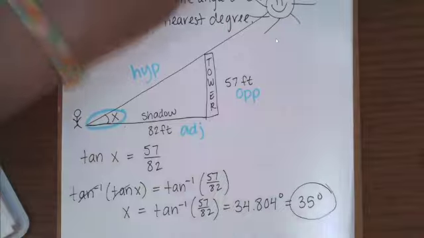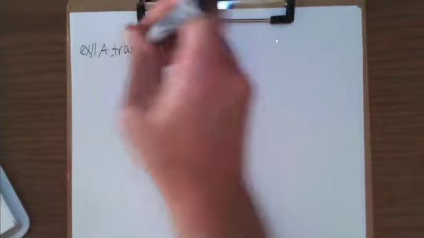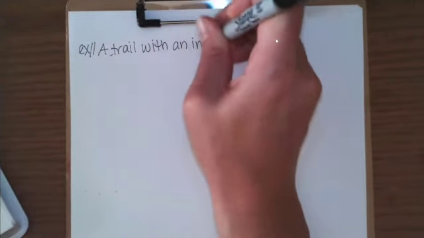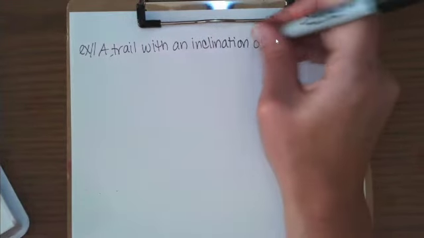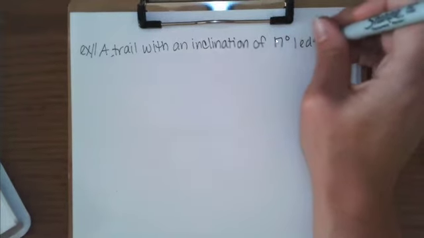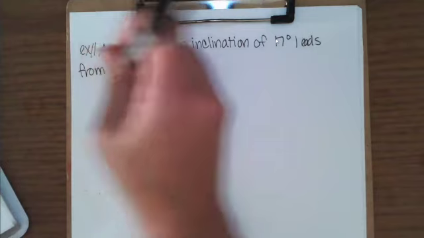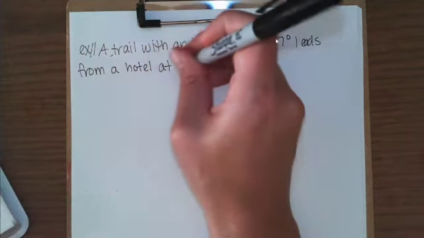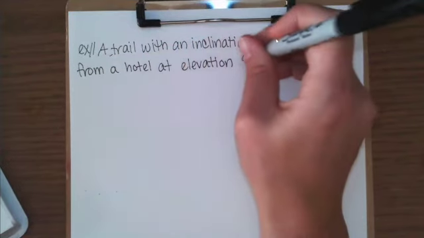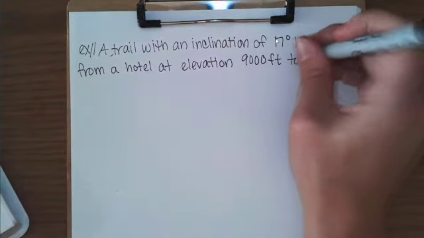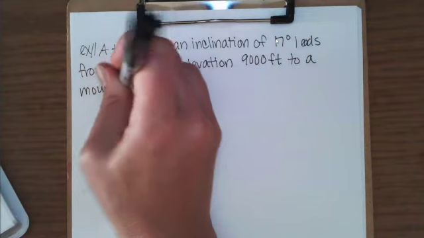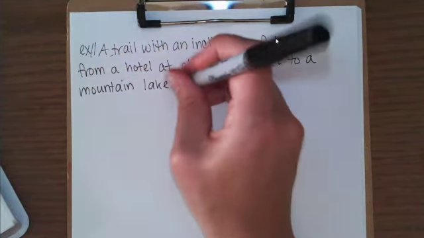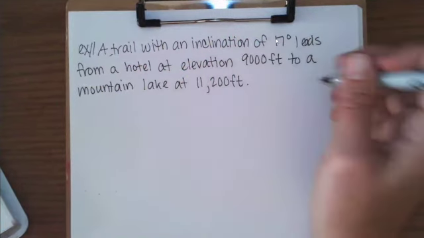We'll do one last one here. Last one, I have a trail with an inclination of 17 degrees leads from a hotel at elevation 9,000 feet to a mountain lake at 11,200 feet. The question is, how long is the trail?